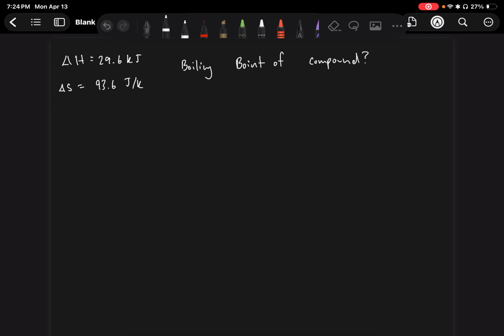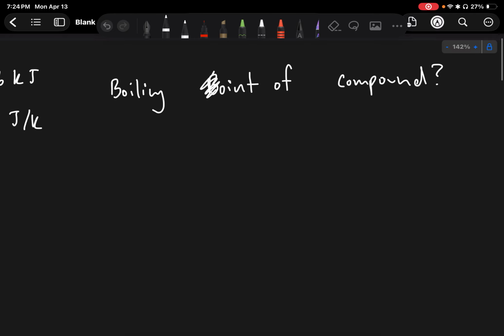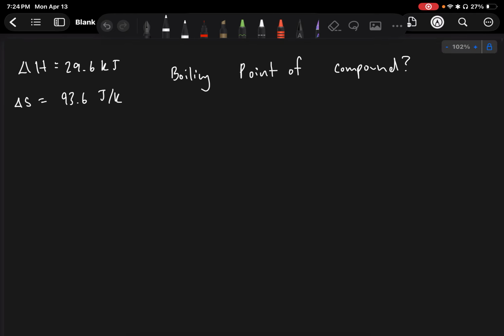So we want to calculate the boiling point of a compound. How are we going to find this? Well, it's kind of similar to the question that we did yesterday, in that we found the change in H, change in S, and then we solved for T because change in Gibbs energy had to be less than 0, but that was a range.